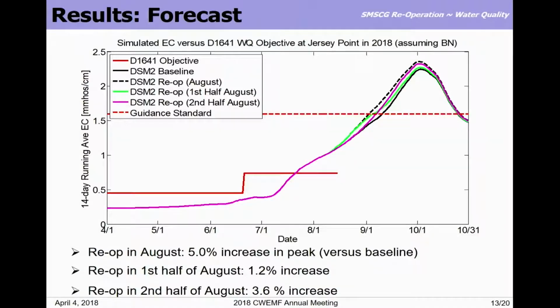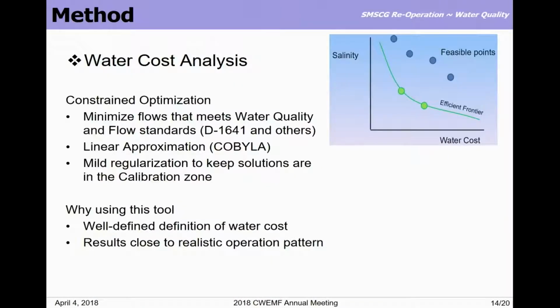So this is only phase one of our forecast. So what are we going to do? For modeling, we need to introduce this water cost analysis. Basically, this is a constraint optimization, which can minimize the flow while meeting the quality and flow standard. What happened here is we just threw a dot there, because that's based on our empirical or previous experience.